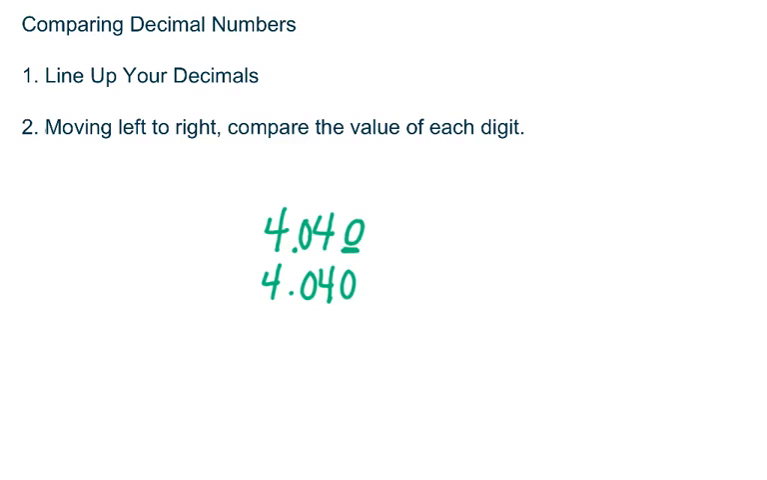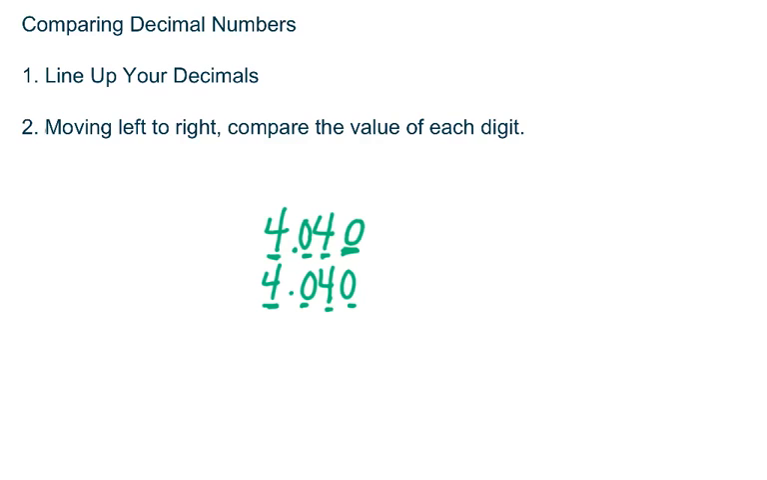Now, since we already have our decimals lined up, let's go ahead and compare them from left to right. So in the first one we have a 4 and a 4. Those are equal. Next one I have a 0 and a 0. Those are equal. The next one I have a 4 and a 4. Those are equal. And in this last one, now that I put a placeholder, 0 and 0 are equal. So these two numbers are equal in value.